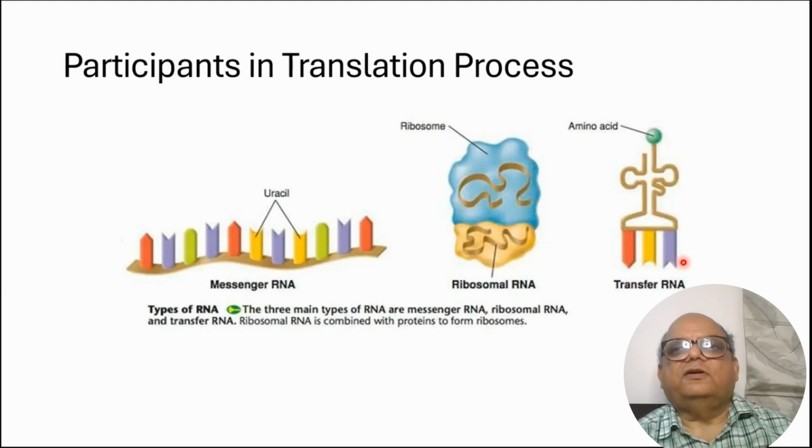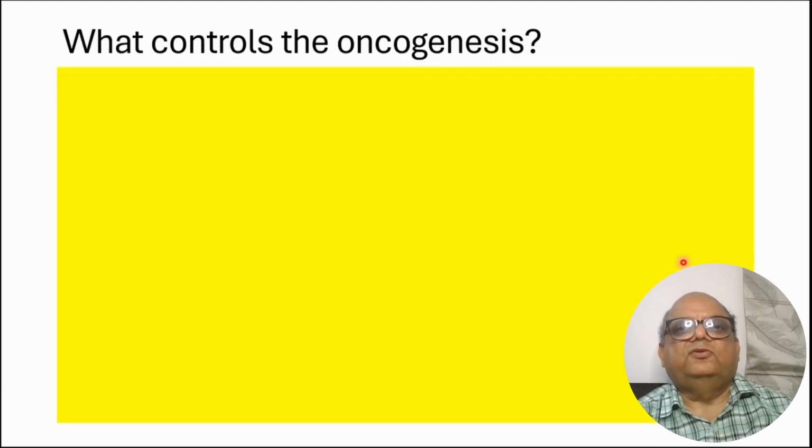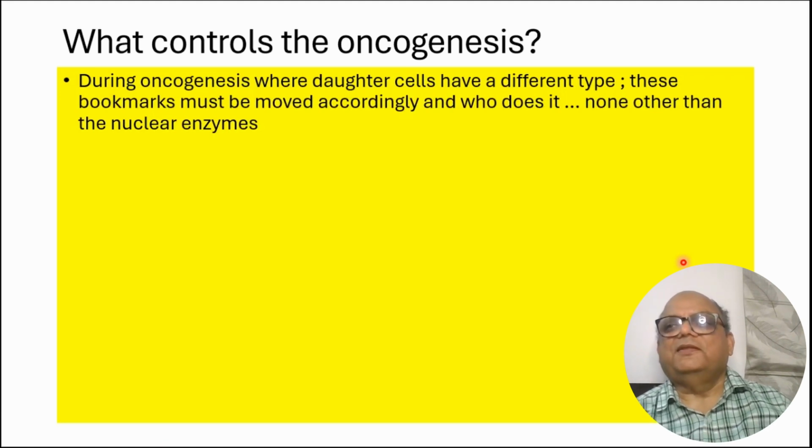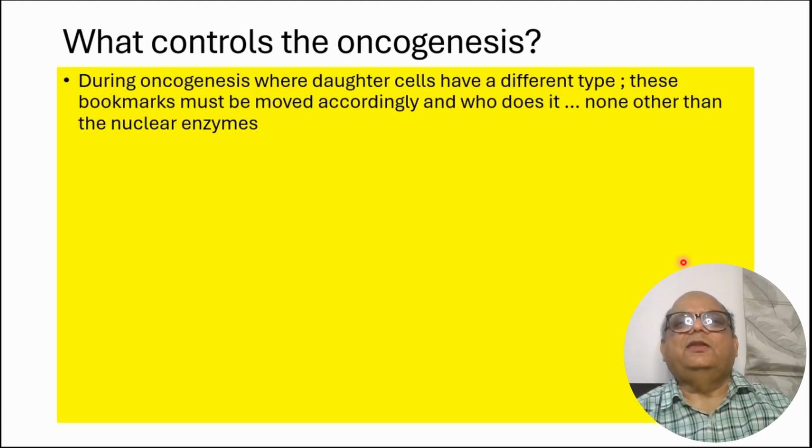Now the question is, what controls the oncogenesis? So during oncogenesis, daughter cells produced are of a different type than the mother cell. So bookmarks must be moved accordingly. And who does it? Now all such questions have traditionally been assigned to so-called enzymes, which are named after the process. So we don't know how they actually do it. None other than nuclear enzymes are said to be doing it.